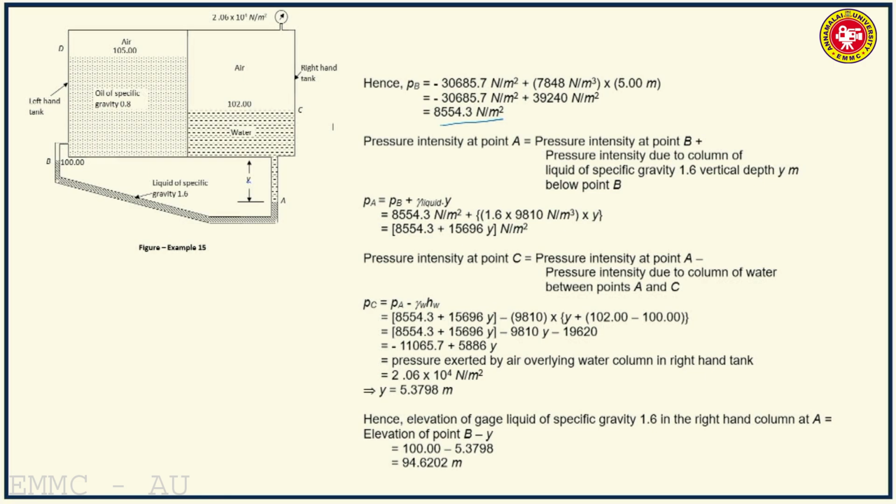So pressure exerted by air overlying the water column in the right hand tank is 2.06 into 10 power 4 Newton per meter square. So that is given. Therefore, Y can be determined. Hence, the elevation of the gauge liquid of specific gravity 1.6 in the right hand column at A is equal to the elevation of point B minus Y, that is 94.6202 meters. Okay.